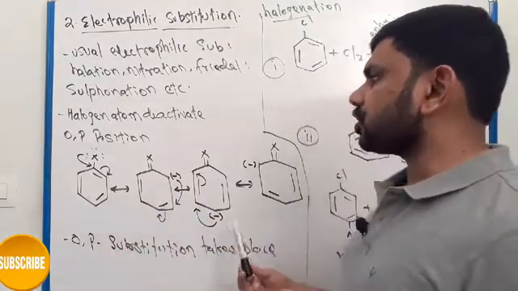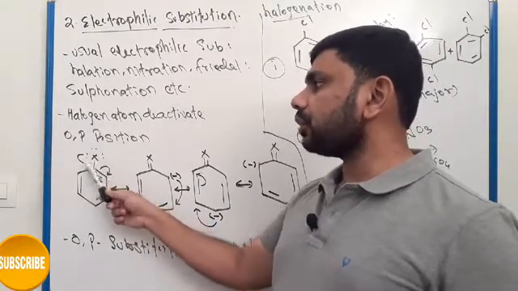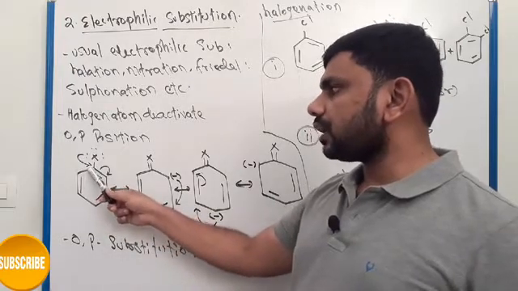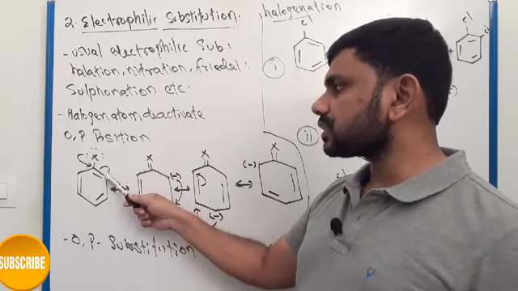See this resonance structure. This is one haloarene, this is the halogen. We know there is an electron pair in the halogen atom. This electron pair will go to this carbon atom, and here a double bond. This electron pair will go to this carbon.